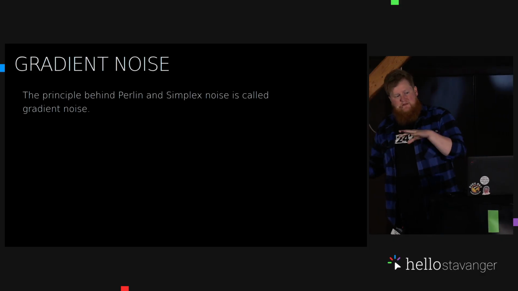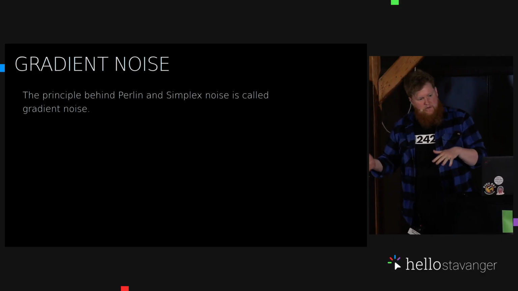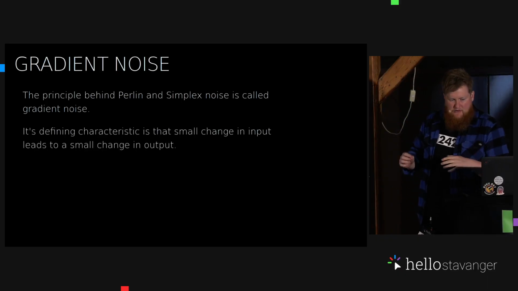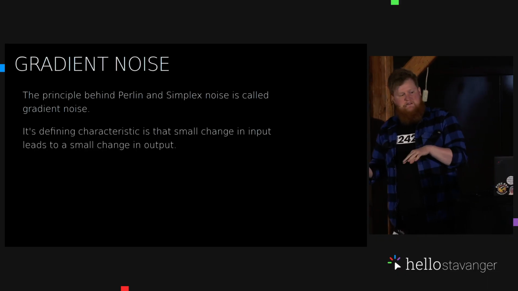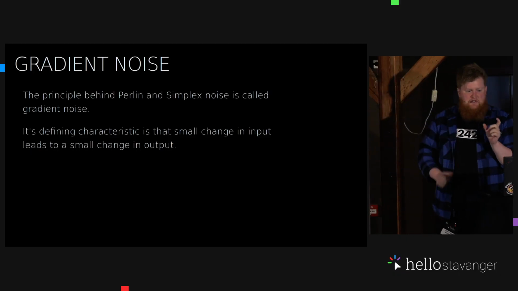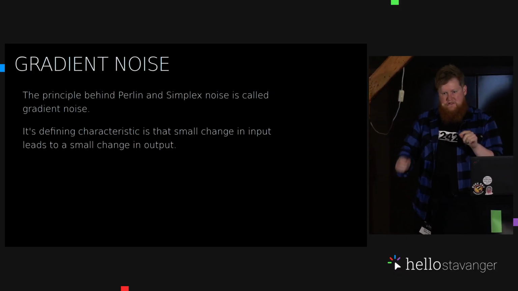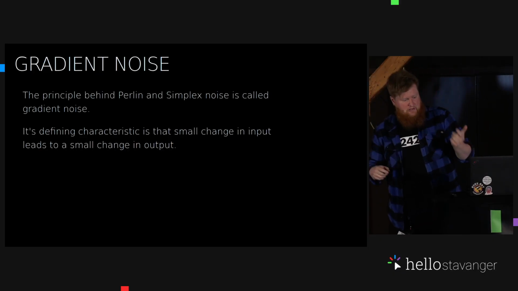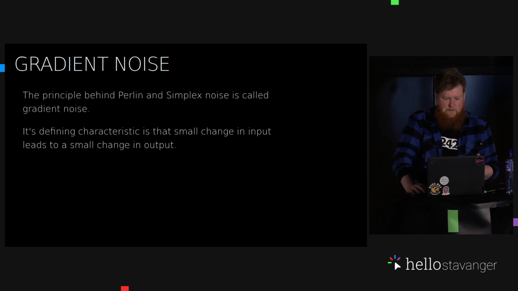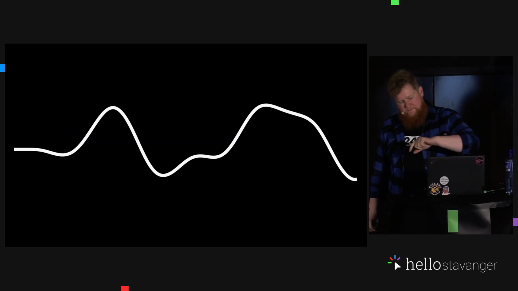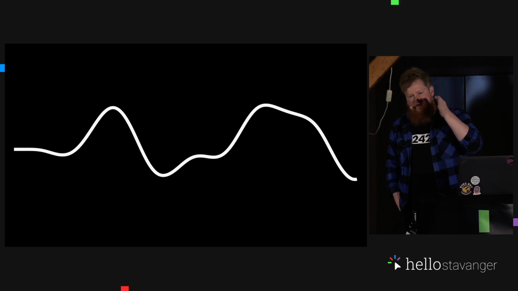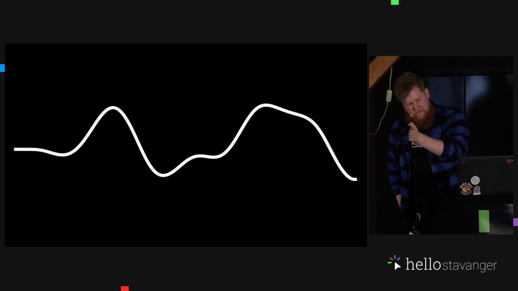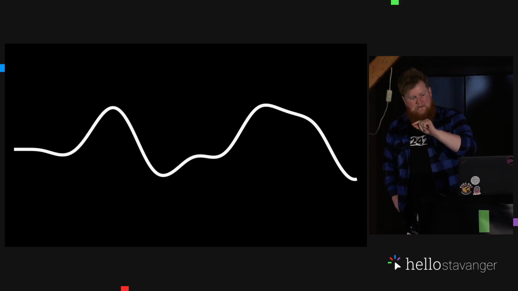And the principle that these kinds of noise functions are built upon is called gradient noise. And gradient noise has this defining characteristic that a small change in input, like taking a small step along the x-axis of the line, creates a small change in output, which would correlate to the y position. So you can see this line here. If you take a small step along the x-axis, you will take a small step along the y-axis.